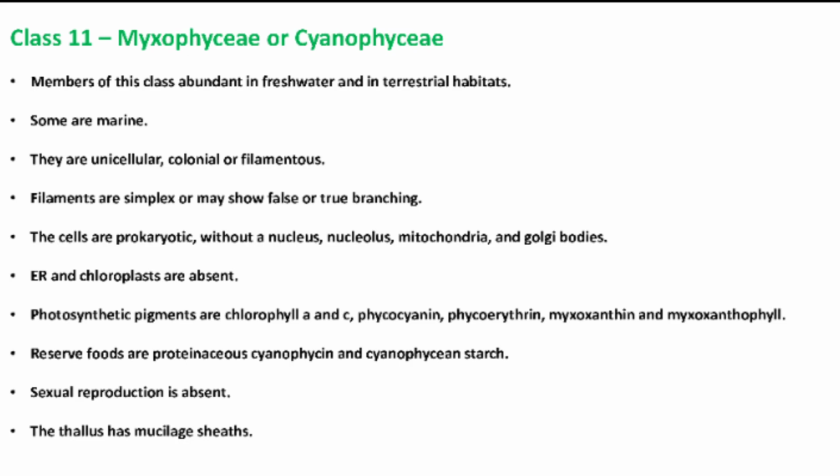Photosynthetic pigments are chlorophyll A, phycocyanin, phycoerythrin, myxoxanthin and myxoxanthophyll. Reserve foods are proteinaceous cyanophycin and cyanophycean starch. Sexual reproduction is absent. The thallus has mucilage sheaths.